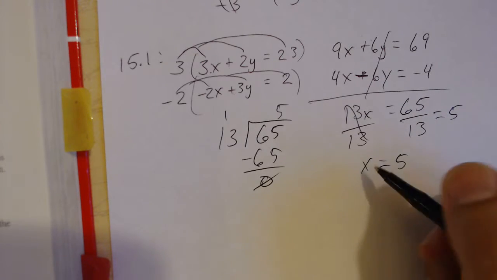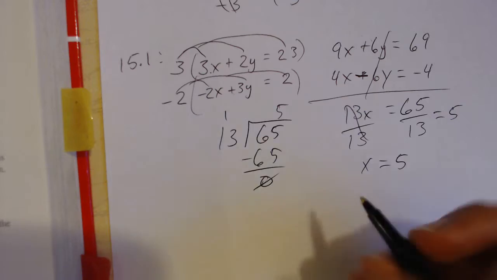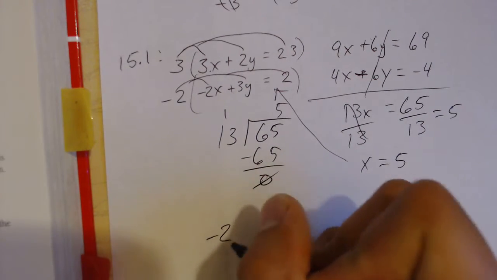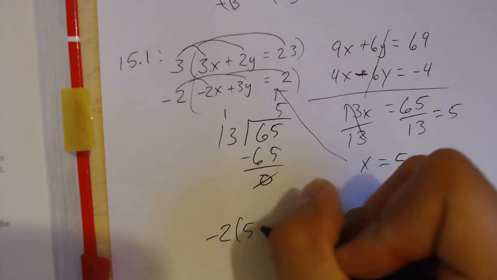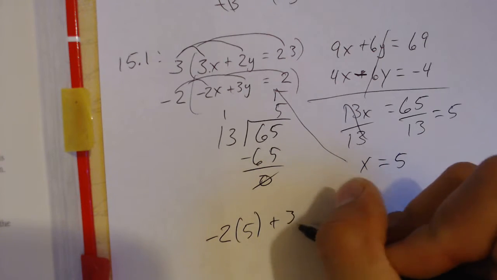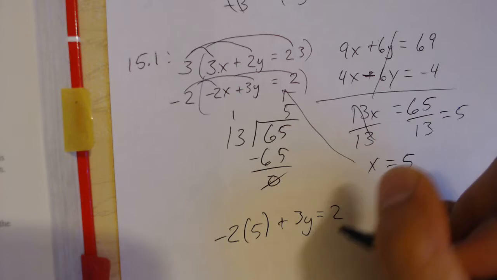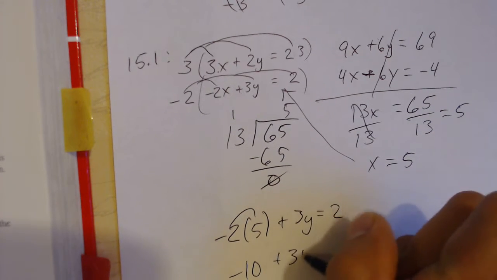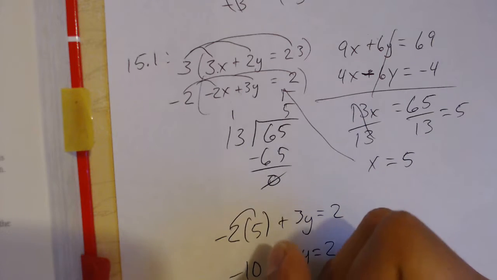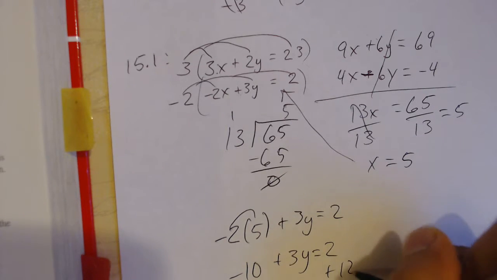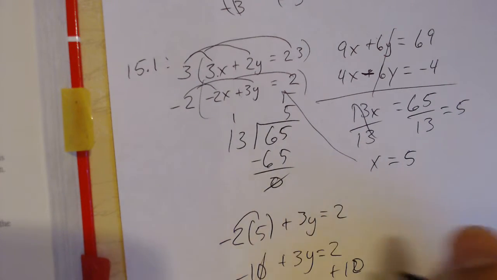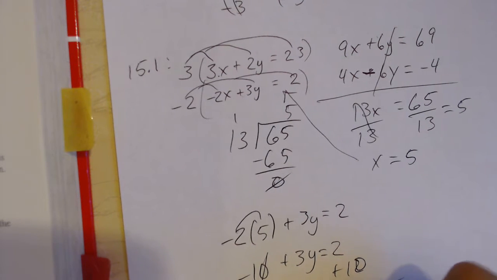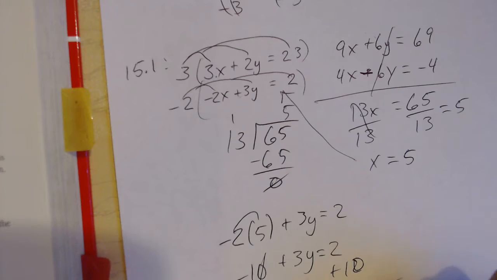Once I have a value for x, I'm going to substitute that into one of these top equations. We'll just go with this one right here. So we get negative 2 times 5 plus 3y equals 2. These combined become negative 10 plus 3y equals 2. Add 10 to each side. Those cancel. That becomes 12. 3y equals 12. Divide each side by 3.